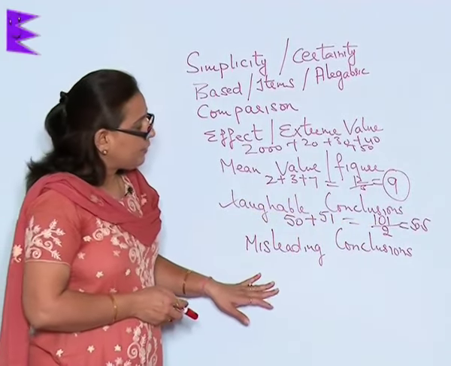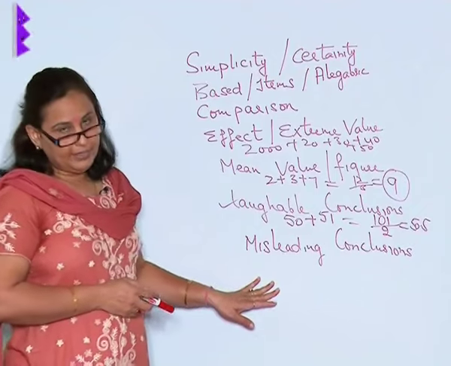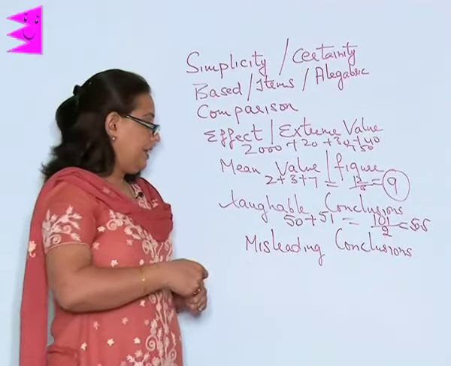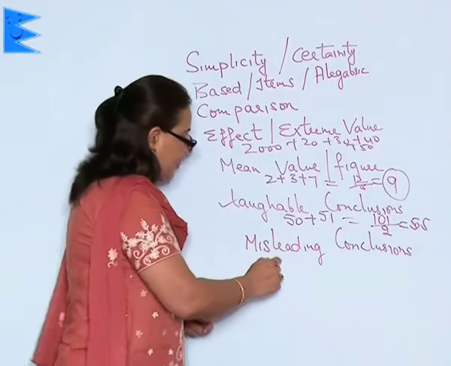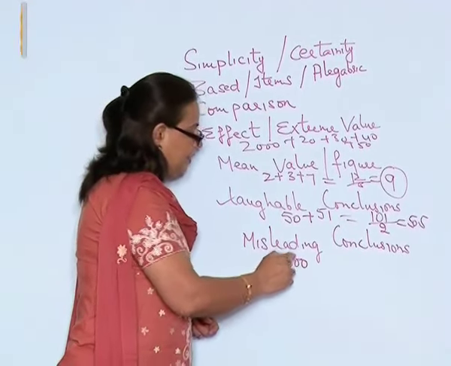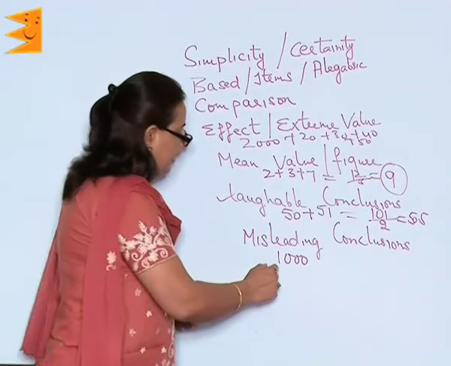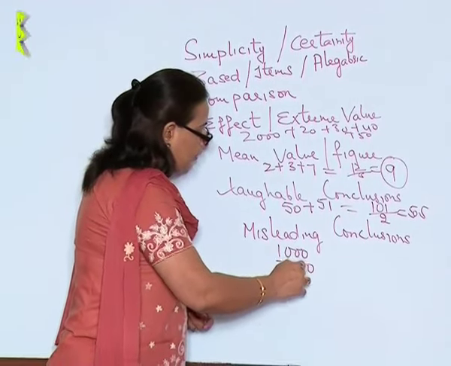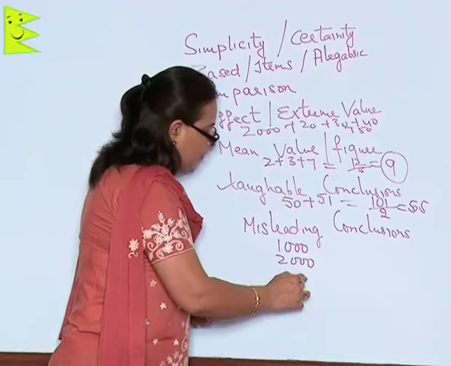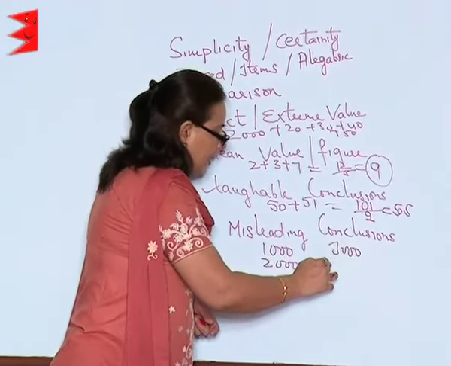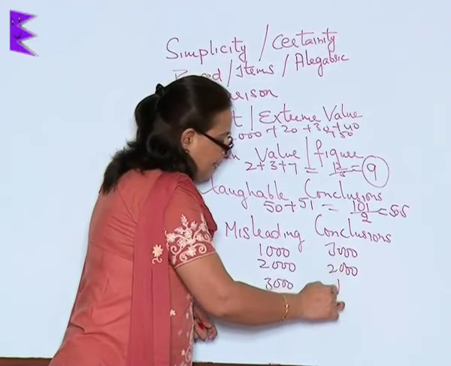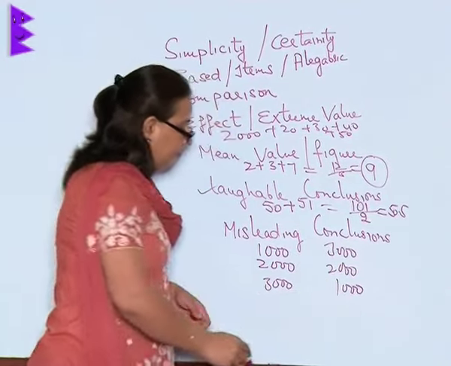And sometimes the conclusions drawn are also misleading. For example, the A firm had a net profit of, say, 1000 rupees in 1994, next year it increased to 2000, next year it increased to 3000, whereas the B firm had 3000 in the beginning, 2000 the next year and 1000 the next year.